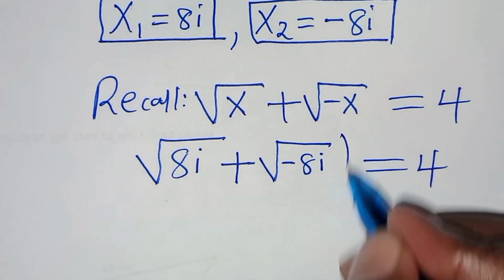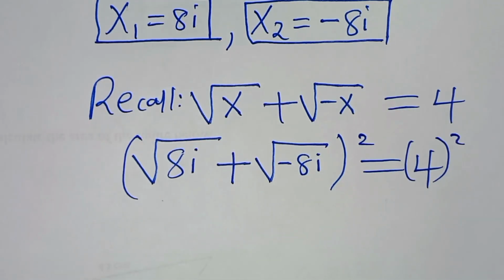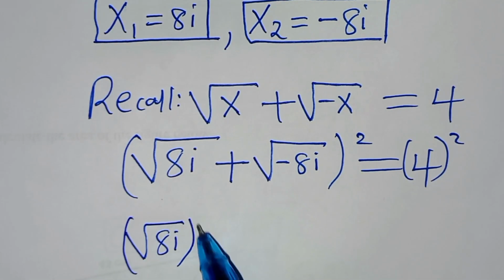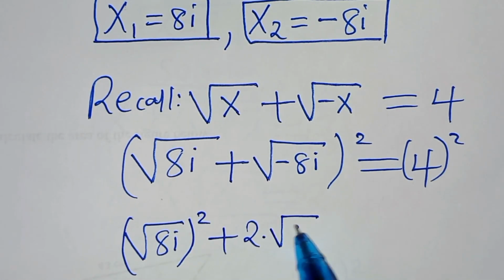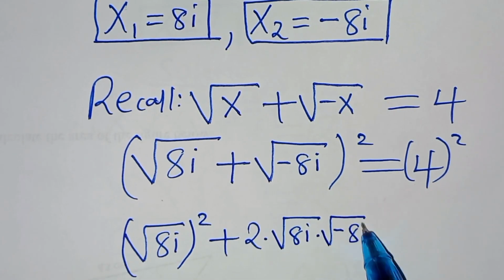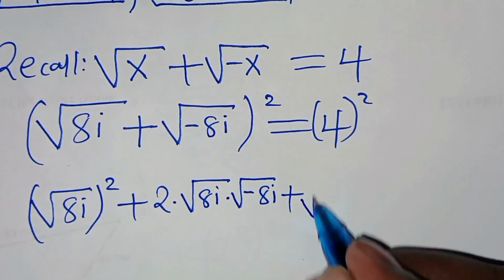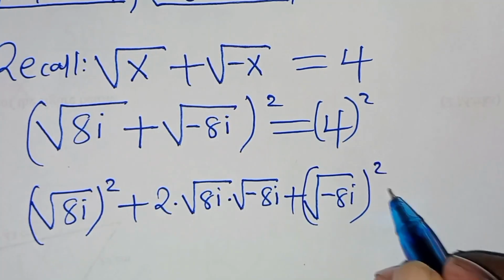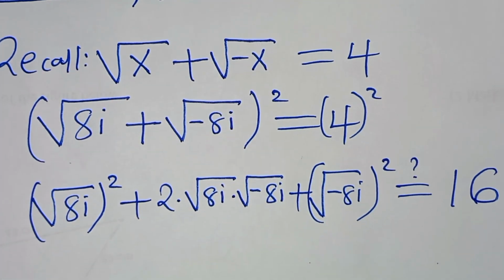So the first thing here, let's square both sides. So that now, here we have the square root of 8i squared, plus 2 times the square root of 8i times the square root of minus 8i, then plus the square root of minus 8i squared. This is equal to 16. So let's check if this is true.